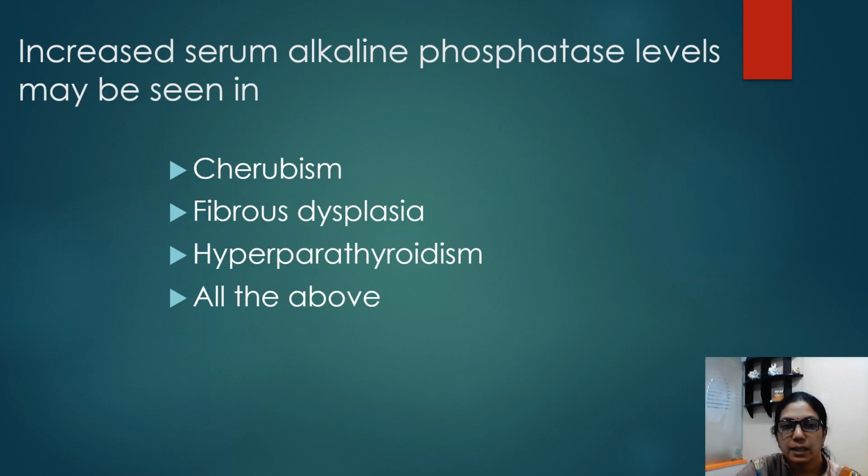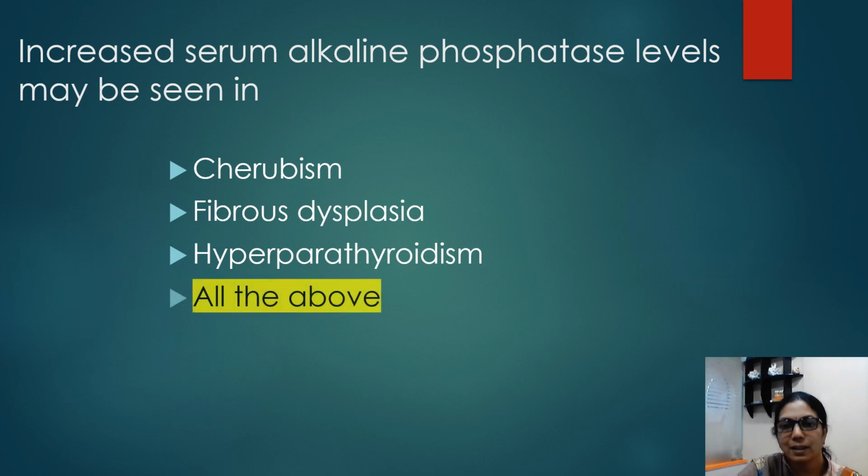Next question is increased serum alkaline phosphatase levels may be seen in cherubism, fibrous dysplasia, hyperparathyroidism, or all the above. As we discussed, this is in all these diseases because degeneration and regeneration of the bone is occurring. So this enzyme level will be increased in the serum. So the answer is all the above.